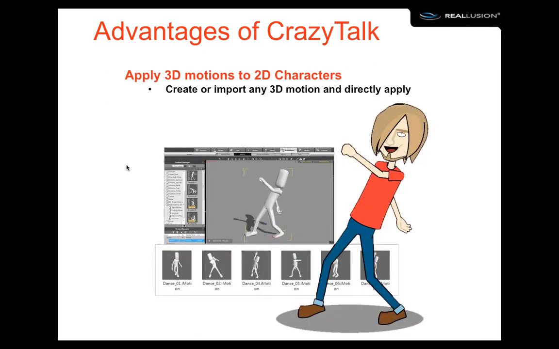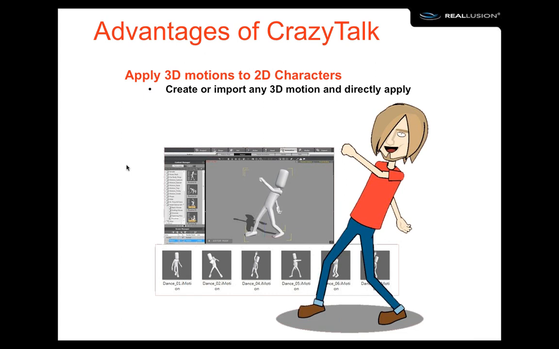Okay? So because these characters come in 10 different angles, you are now able to import and apply 3D motions to these 2D characters. Again, if you have 3D motions that were created in 3D, you can actually apply them to these 2D characters if they are CrazyTalk G2 characters which have 10 dimensions. And this is something very, very cool.